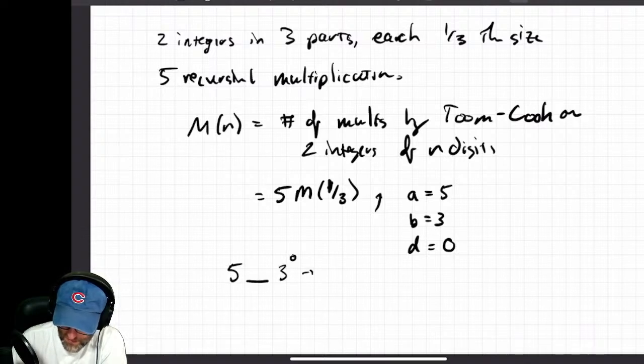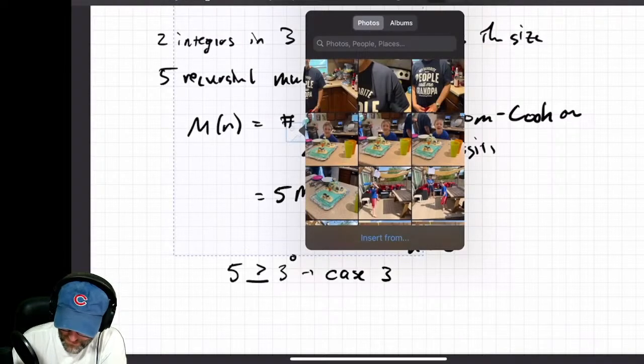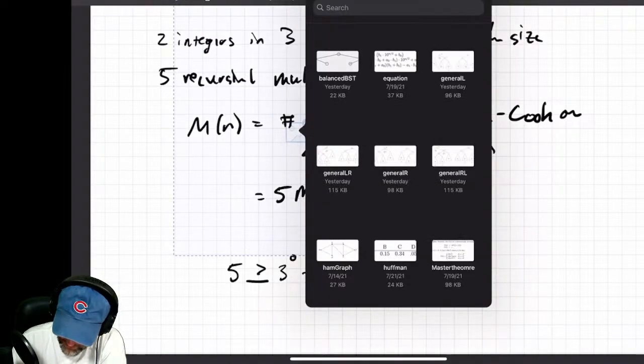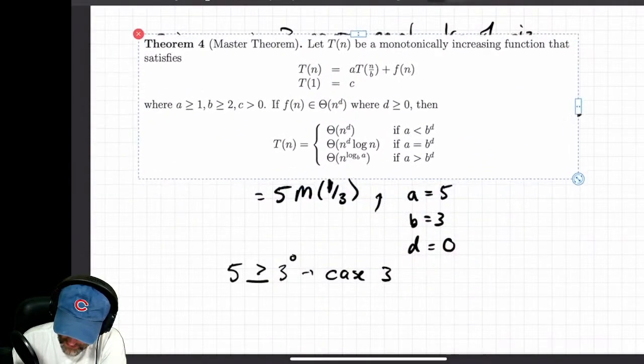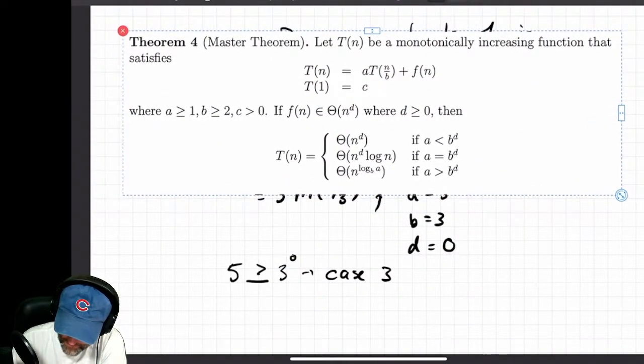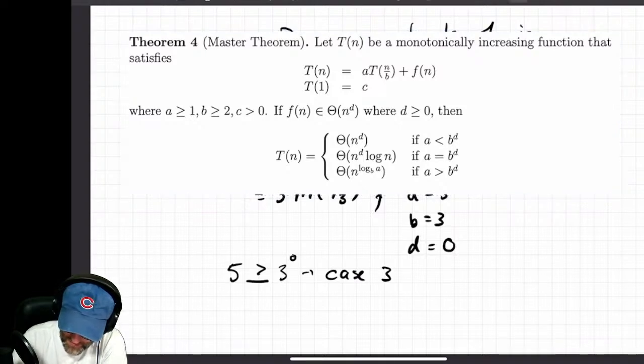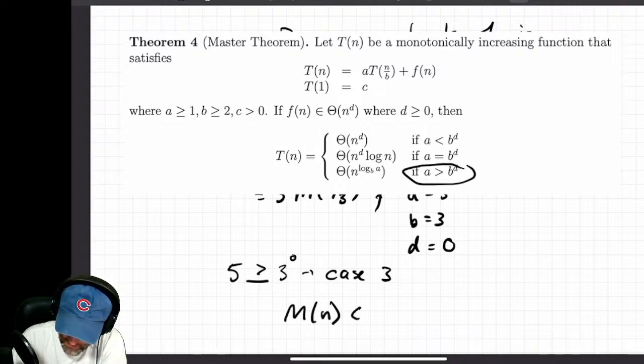Well, it's greater. So I believe that is case 3 of the master theorem. We can pull that in. Let's see, master theorem. There we go. Just to remind ourselves what it looks like. Indeed, that is case 3 of the master theorem right there. And so what we have is that m sub n is theta of n to the log base b, in this case 3, so log base 3 of a.